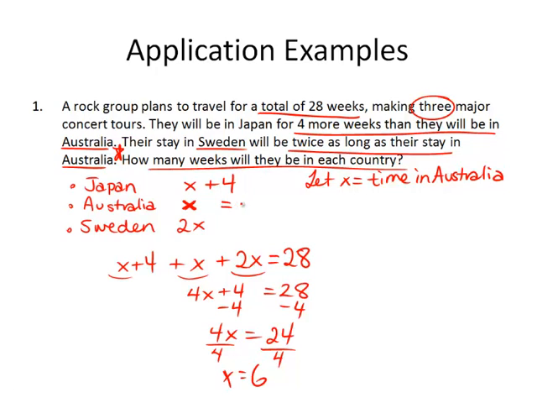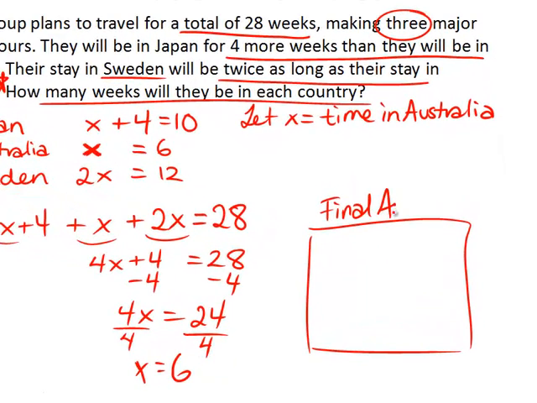So Australia, they're going to be 6 weeks. Add 4 is 10 weeks for Japan, and double 6 will give you 12 weeks in Sweden. So you can therefore give a final answer for Japan, 10 weeks, and so on.